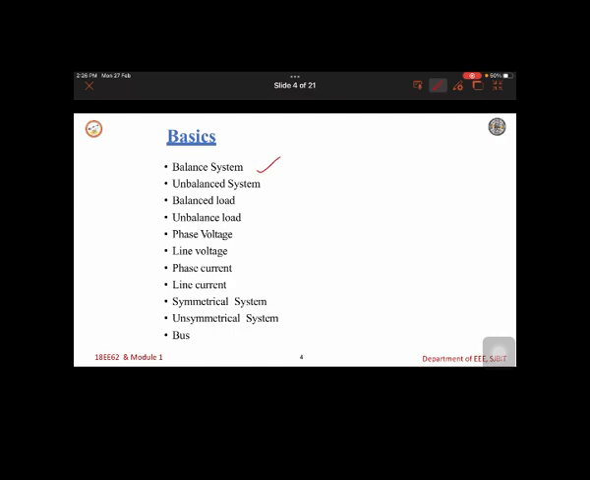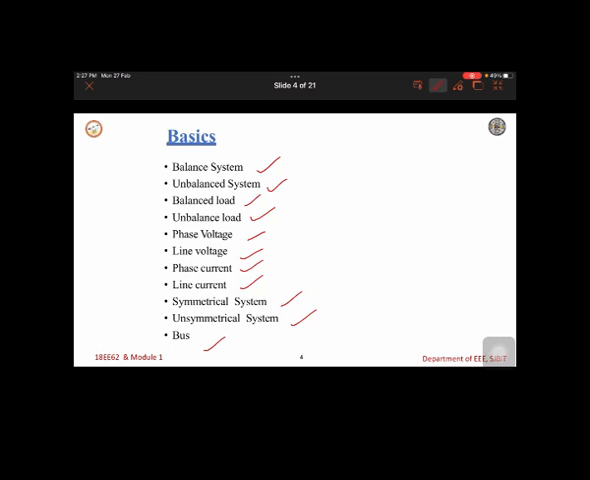So, we have to consider the balanced system. And in an unbalanced system, what happens? Balanced load, unbalanced load, phase voltage, line voltage, phase current, line current, symmetrical system, unsymmetrical system, bus. All these terminologies we have to understand.